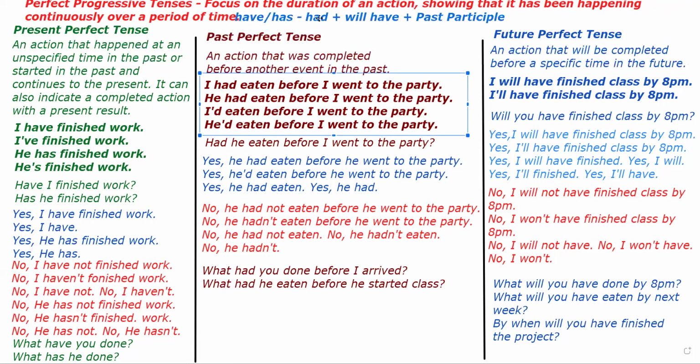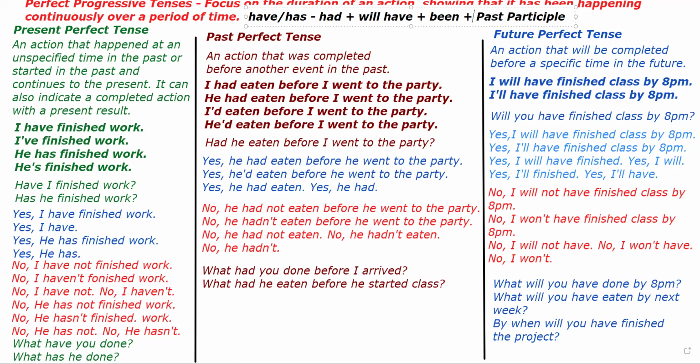Now, in this case, we're going to have the same type of formula, but we're going to have has, have, had, or will have, plus past participle, right? But in this case, we're going to add another plus. After the have, has, had, or will have, we're going to add been. Been. Okay? And then instead of past participle, we're going to have a present participle.